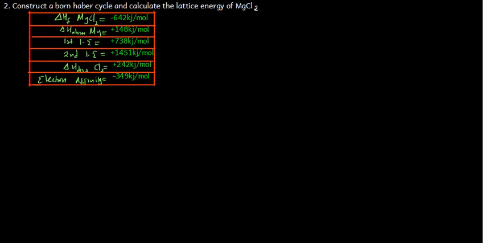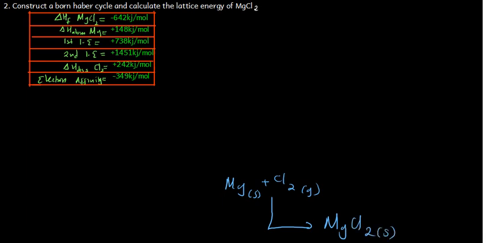And so the magnesium chloride is formed from magnesium, which is a solid, and then plus chlorine, which is a diatomic gas. So when these two react, that is going to form magnesium chloride, which is a solid. Well, the energy that is required to form magnesium chloride from magnesium and chlorine is called the enthalpy of formation.